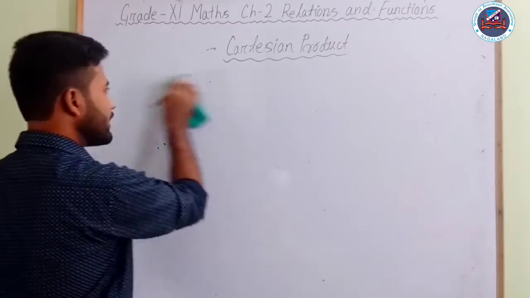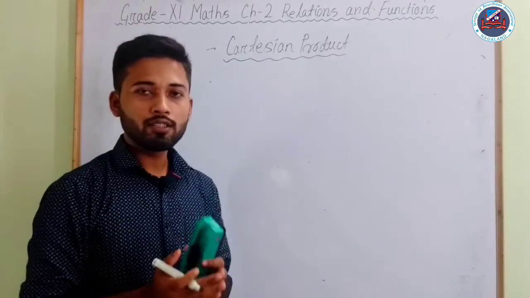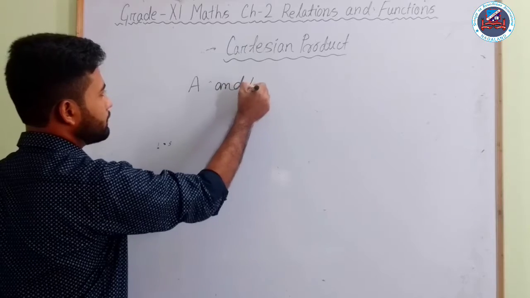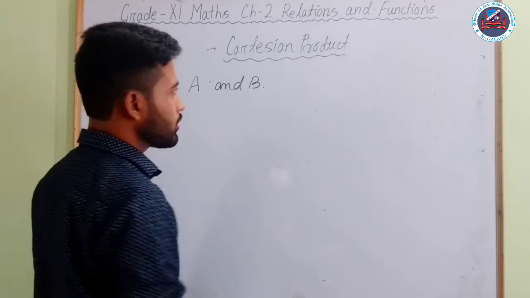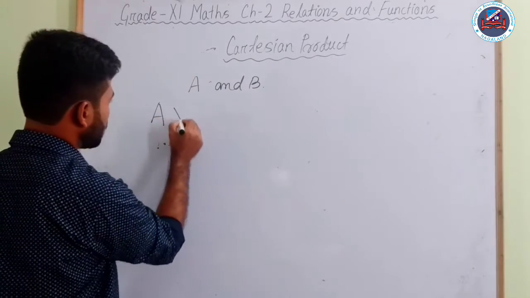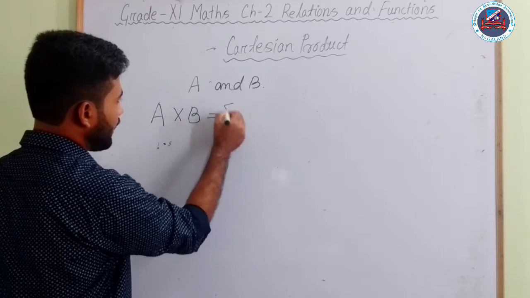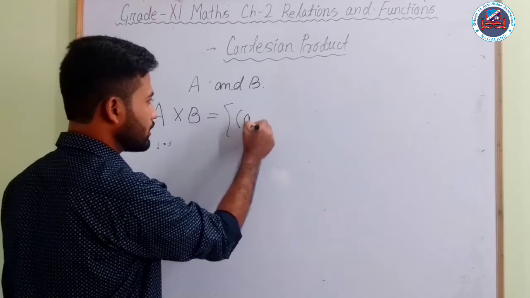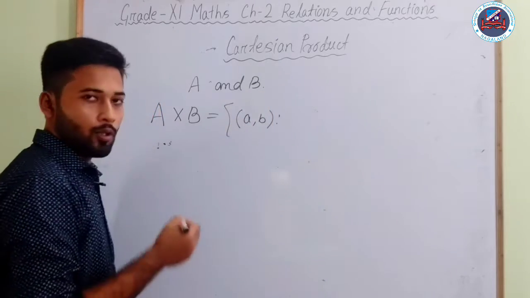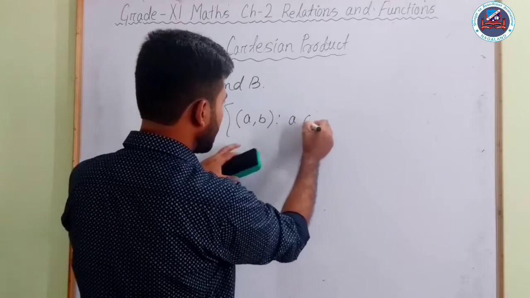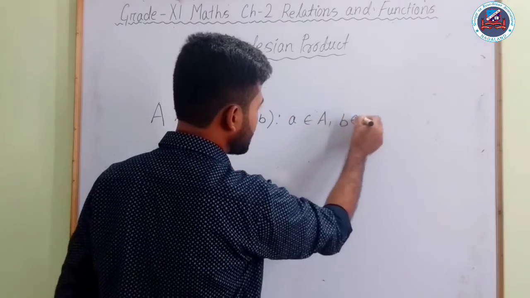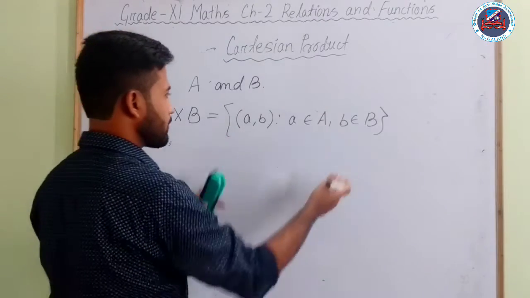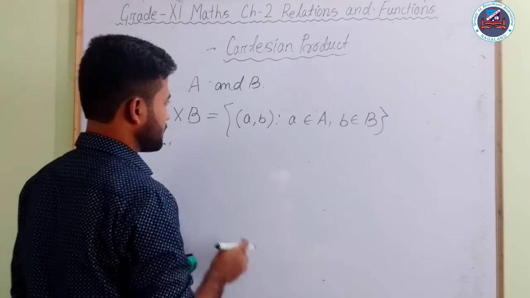So basically, to define the Cartesian product, we need two sets. Let us take two sets A and B. So what is the Cartesian product? It is the cross product of A and B, and actually it's a collection of ordered pairs (a, b) where a belongs to capital A and b belongs to capital B. So this is a set of ordered pairs.